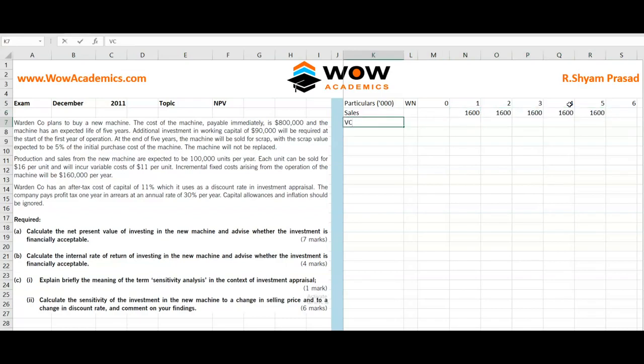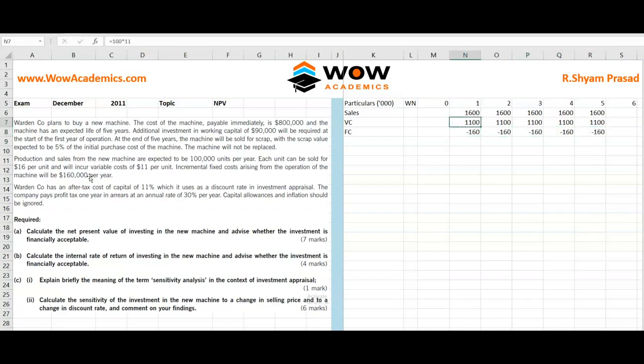The next one is variable cost, which is going to be the same kind of application. We'll take 100 as the units multiplied by the variable cost per unit, which is 11 per unit. So we'll take 1100 and spread it across 5 years. The next one is fixed cost. Here they say fixed cost is going to be 1,60,000 per year. We'll cut 3 zeros in thousands, and it's going to be 160. So we'll copy that and paste it.